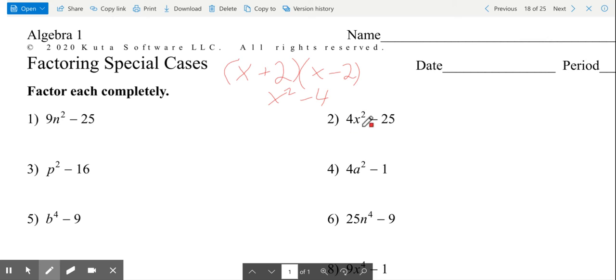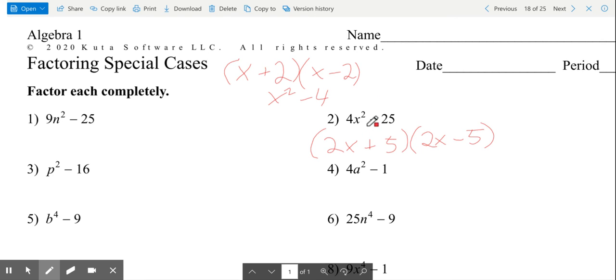So first of all, I need the square root of this. The square root of 4 is 2. Square root of x squared is just x. Remember, because we're just dividing the exponent by 2. So the square root of the whole first thing is just 2x, and then the square root of 25 is 5. So I get 2x plus 5 and 2x minus 5.